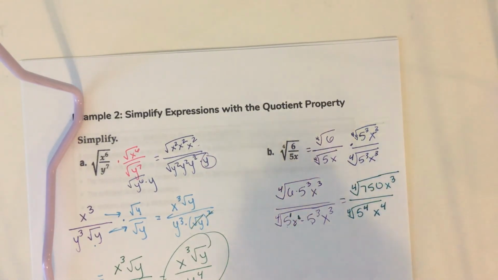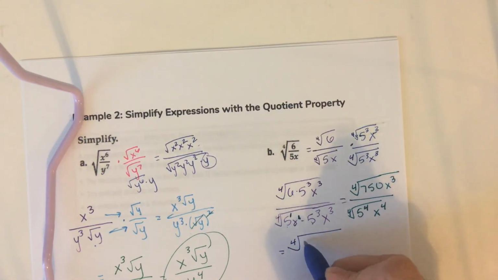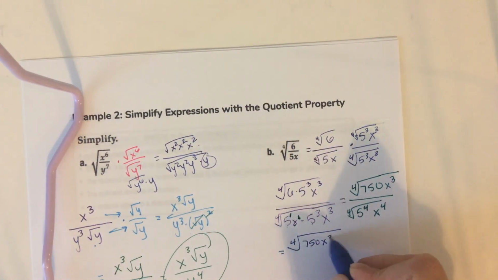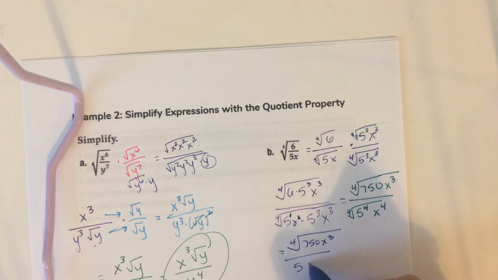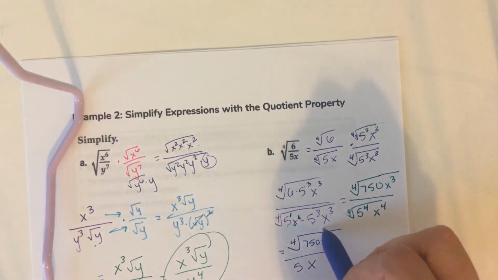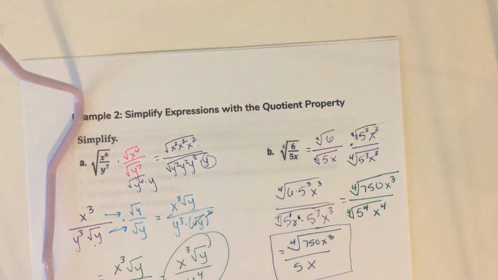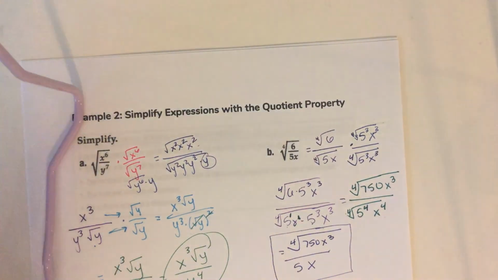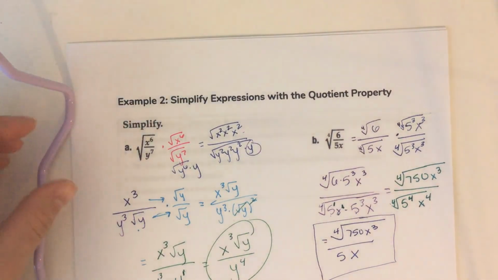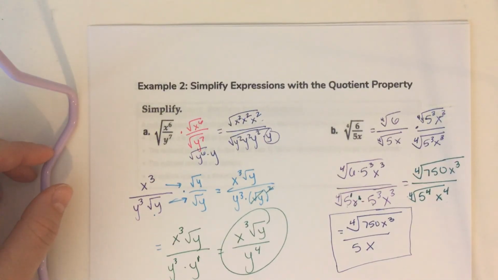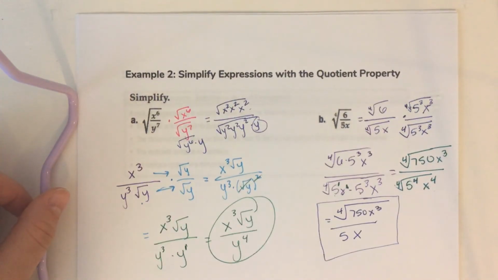So then to wrap this up here, the top stays the same. We still have the 4th root of 750 x cubed over, well, the 4th root of 5 to the 4th is just 5, and the 4th root of x to the 4th is just x, and this is what my answer would be after I've rationalized the denominator. Again, I know it's kind of a lot of work, but it's something we have to go over. We're not going to have a ton of these like this, but you need to know how to do them, and that's how.